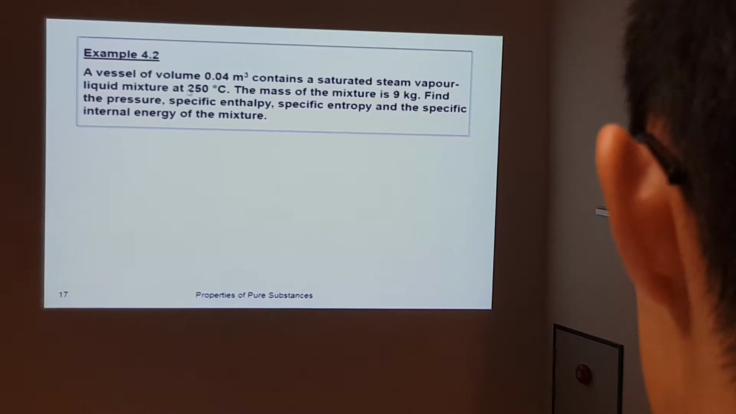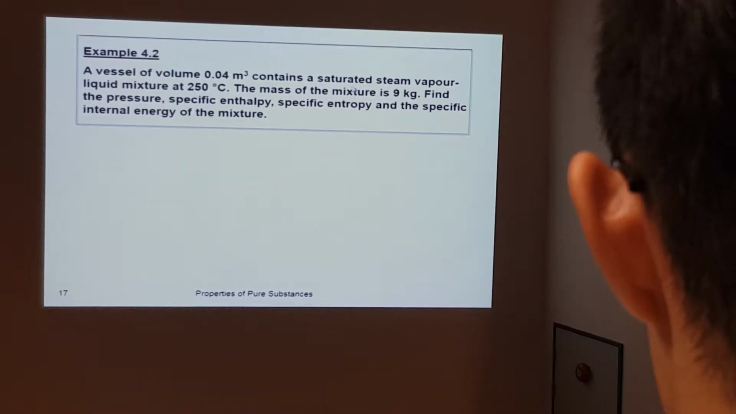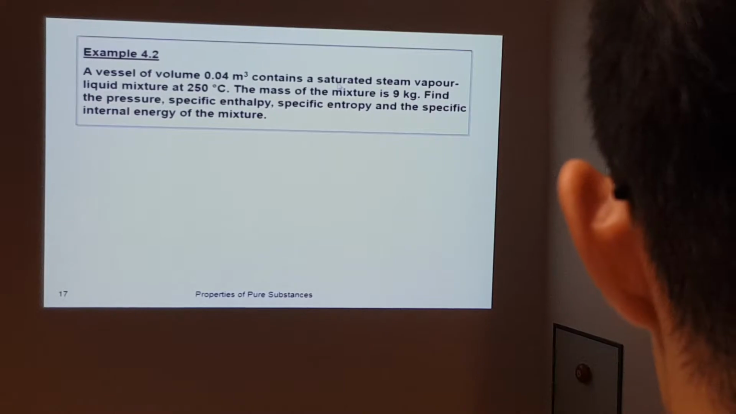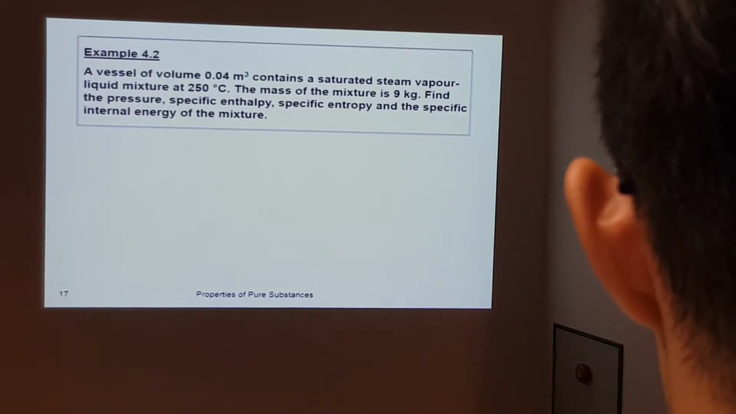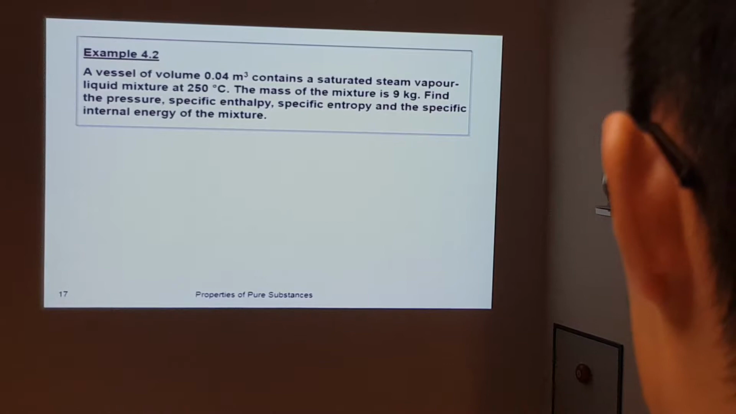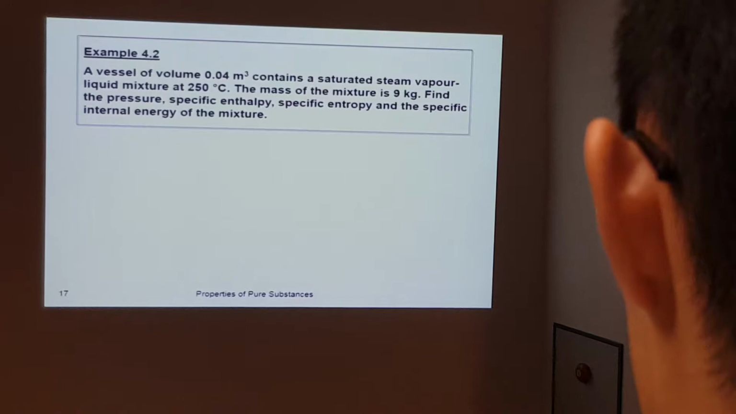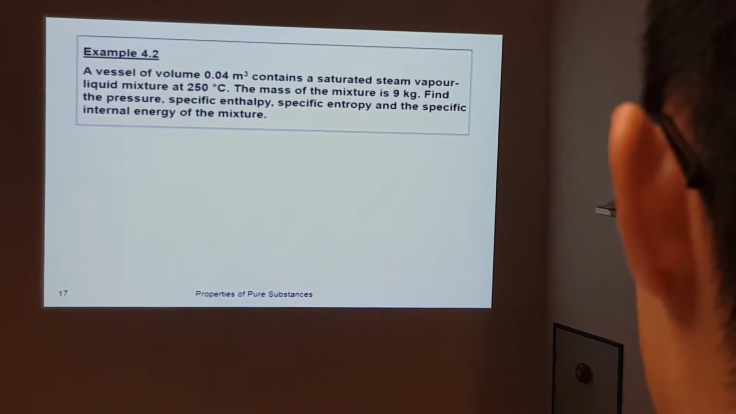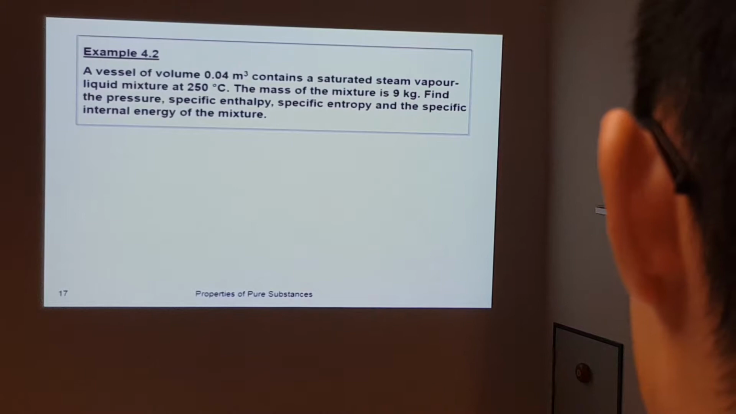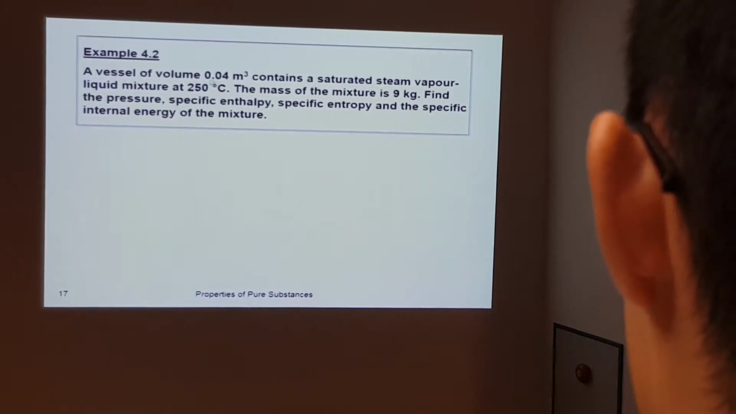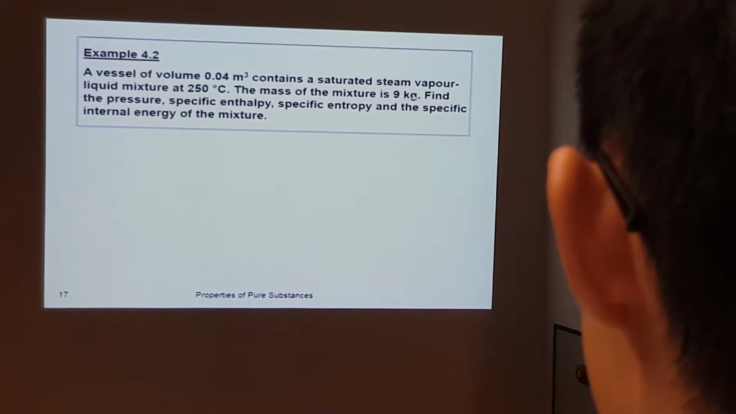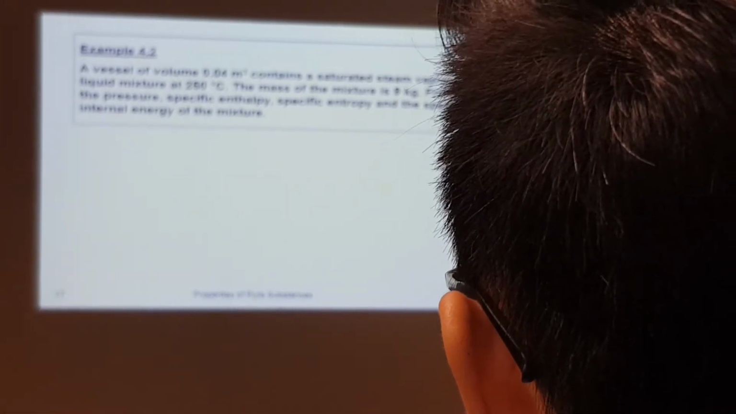You see here, you have a temperature already, because it's mentioned this is saturated steam. So it's very straightforward. Please check your temperature list, steam table, 250. Then check the specific volume. Now you see the total volume is 0.04 meter cube, mass is 9 kilogram. Are you able to find the total specific volume of this mixture?